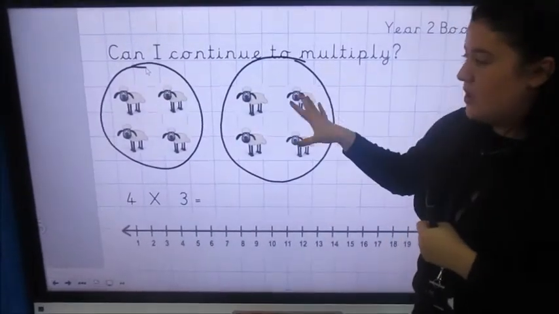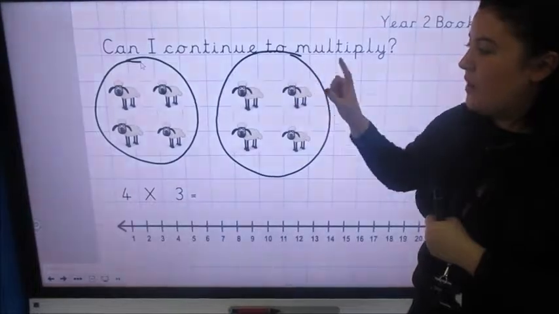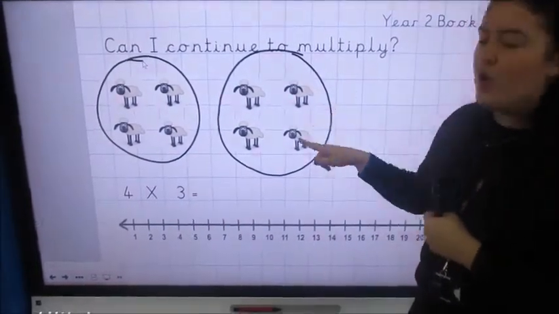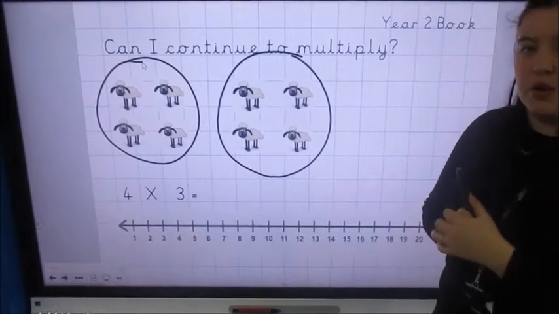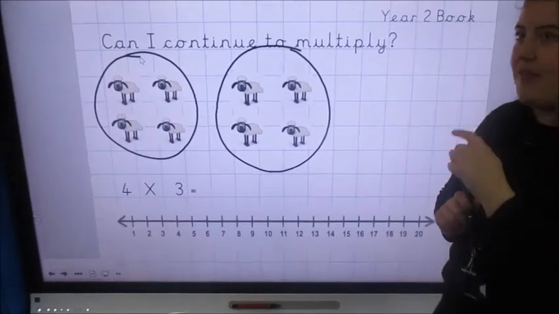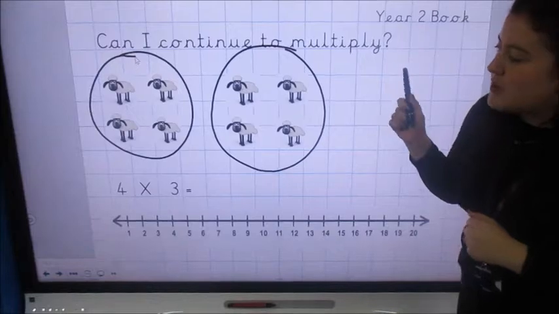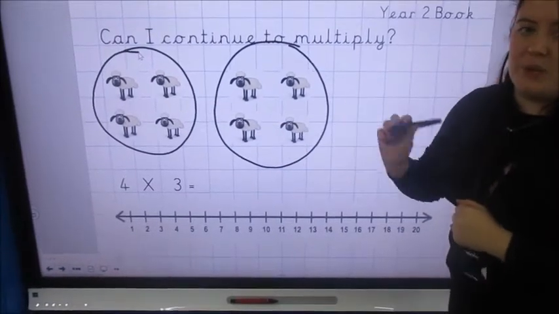1, 2. So I've got 2 lots of 4 sheep. Now I'm going to write that into a sum using the multiplication symbol. So look carefully for it. Okay, so I'm going to make a sum out of these pictures.